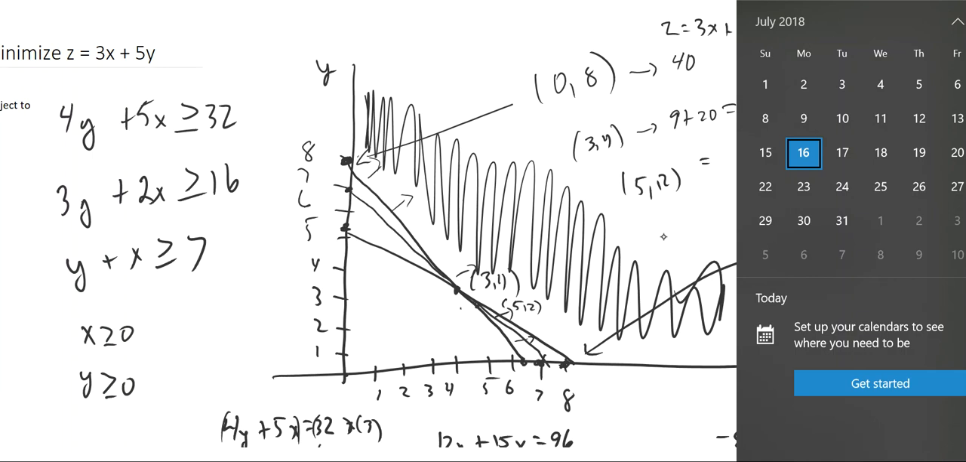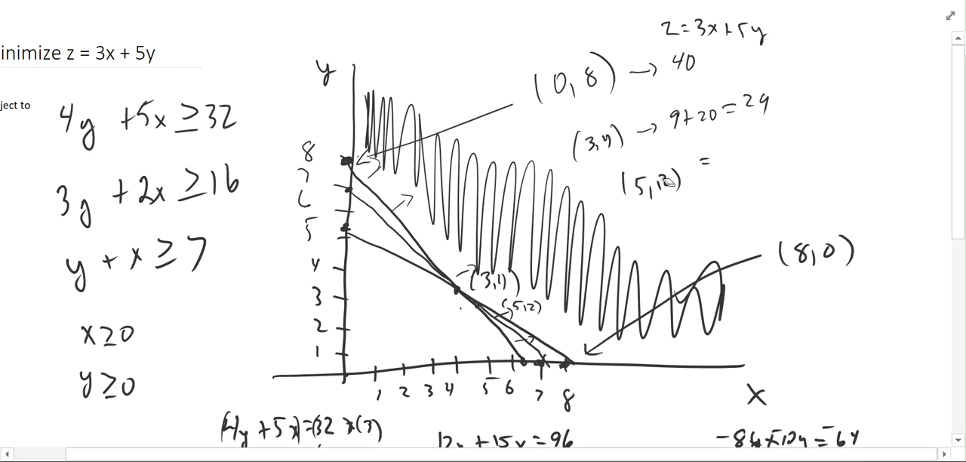5, 2. That's 5, 2 there. 5, 2 is my point. If x is 5, I'm going to get 15. If y is 2, 5 times 2 is 10. So that gives us 25. And then 8, 0 down here is going to give us 3 times 8 plus 5 times 0. That's going to give us 24. And so that's our smallest value. Our minimum is going to happen at 8, 0, and our minimum value would be 24.